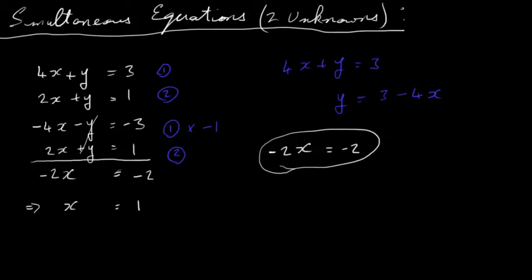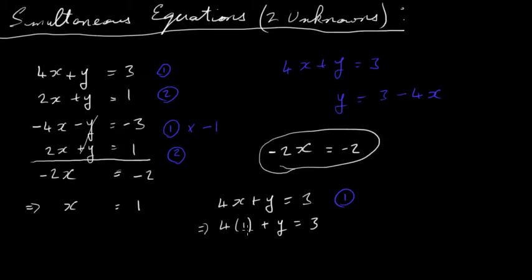Perfect. So how do I actually go about finding what y is? Well, I just pick one of these equations. It doesn't matter which one. I'll pick, let's say, equation 1 here, which is 4x plus y is equal to 3. Now I know what x is. I know that if I put in x as 1 here, I can now work out what y is.